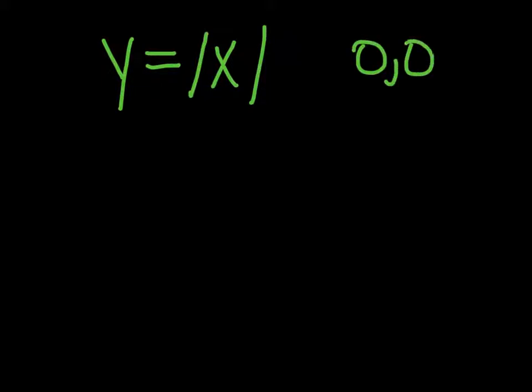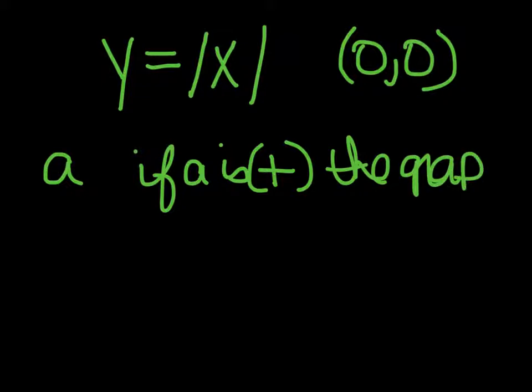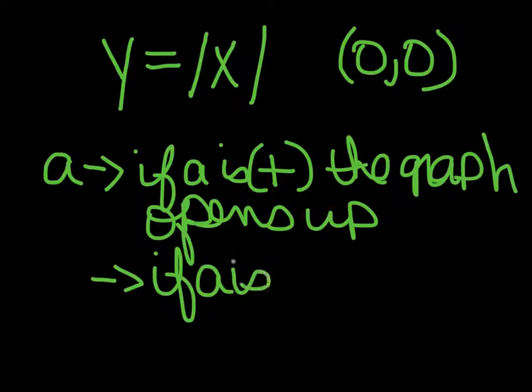So for the quiz, this is what I want to know. I'm going to ask you, what is the parent function for absolute value? And you're going to tell me y equals the absolute value of x. I'm going to ask you, what is its vertex? And you're going to tell me 0, 0. Okay? Then I'm going to ask you, what does a tell you? It tells you if it opens up or if it's down. Okay, so I want you to say, if a is positive, the graph opens up. If a is negative, then the graph is going to open down.